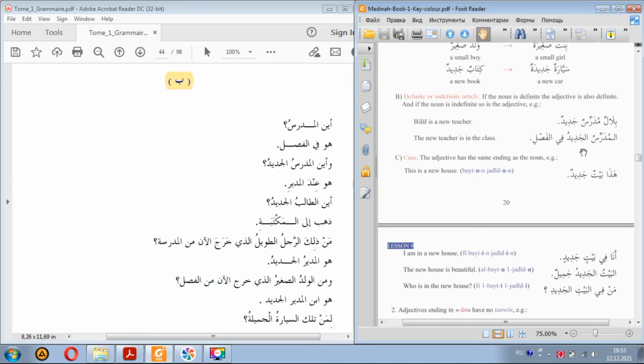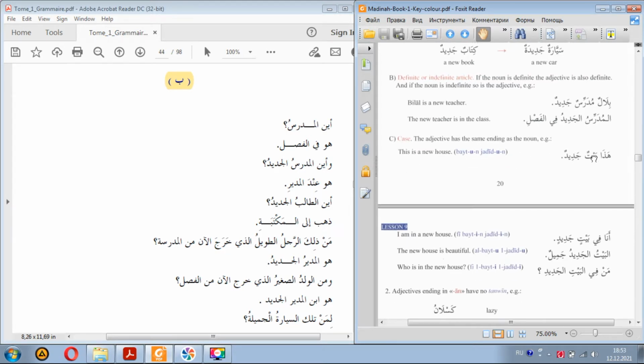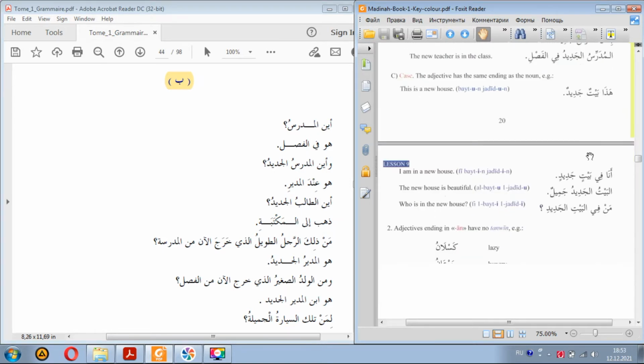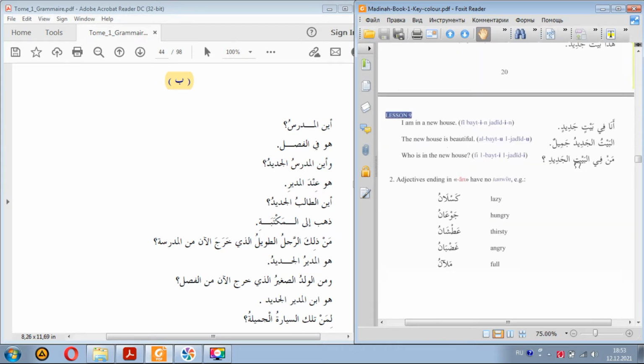And the third thing they are in agreement with each other in is case. Case means the ending. If it's dhamma, then it's also dhamma. If it's tanween, then it's also tanween. If the man'ud has kasra, then the na'at also has kasra, and you remember that.